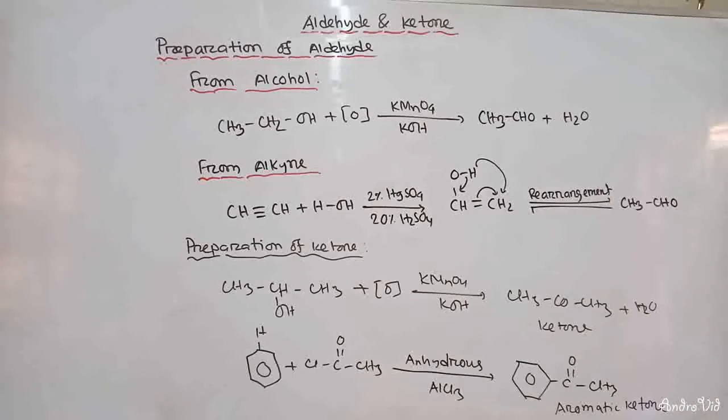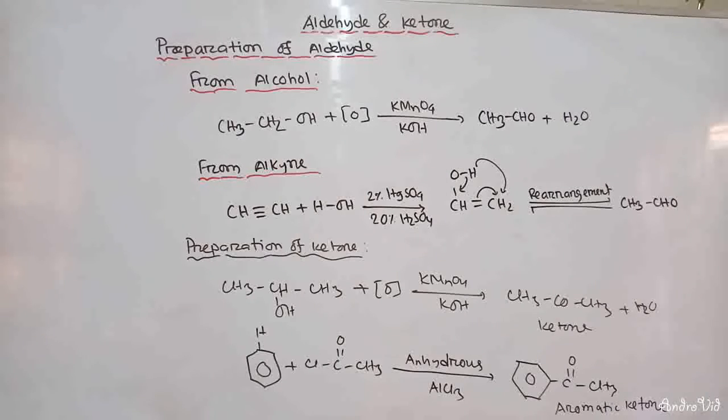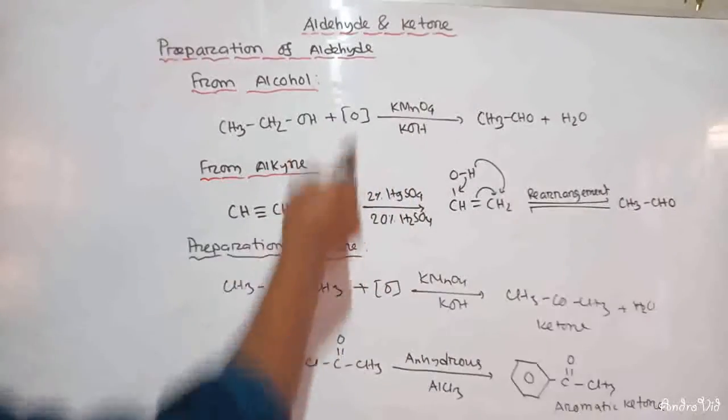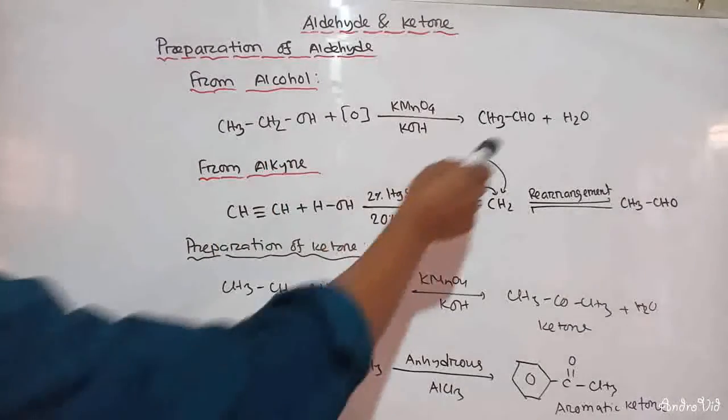So now, preparation of aldehyde. You can prepare aldehyde from alcohol and alkyne. There are a number of processes to produce aldehyde; I just explained two processes. From alcohol, if you want to prepare aldehyde, you must oxidize the alcohol. You know very well, any alcohol, if you oxidize it by using an oxidizing agent, will be converted to aldehyde. Here I use potassium permanganate with potassium hydroxide as an oxidizing agent, and it supplies nascent oxygen or active oxygen, and by this way the alcohol is oxidized and converted to aldehyde.